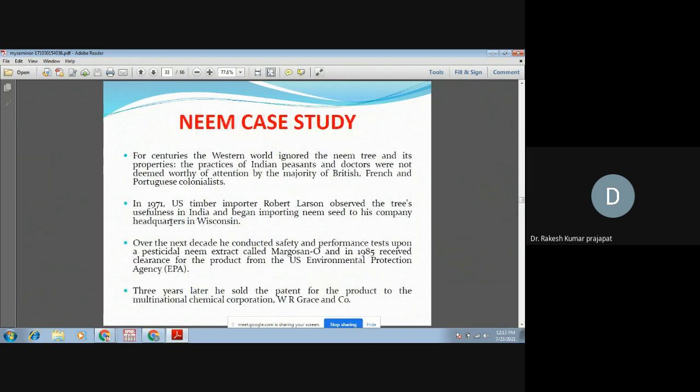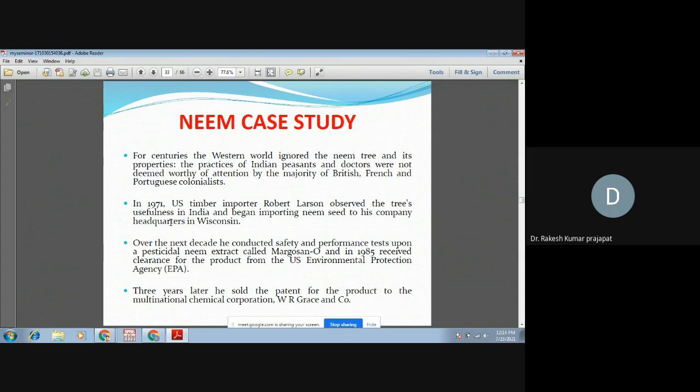Similarly, the neem case study: for centuries the Western world ignored the neem tree and its properties. The practices of Indian patients and doctors were not deemed worthy of attention by the majority of British, French, and Portuguese colonists. In 1971, the US timber importer Robert Larson observed the tree's usefulness in India and began importing neem seeds to his company headquartered in Wisconsin.